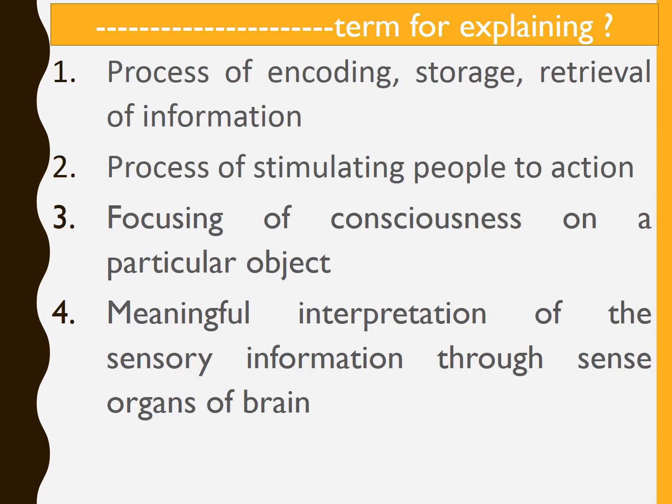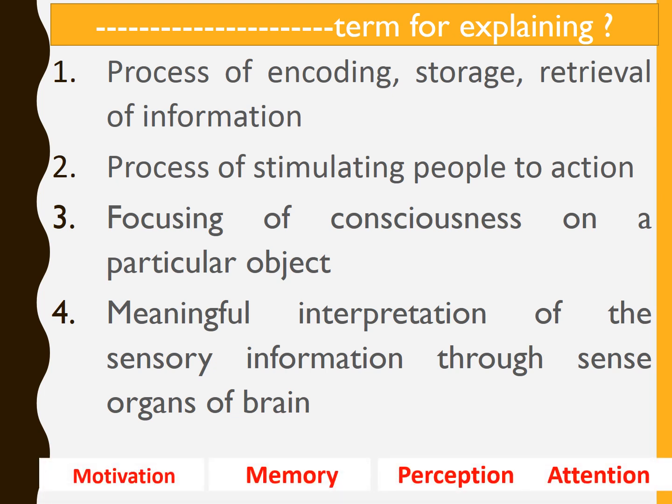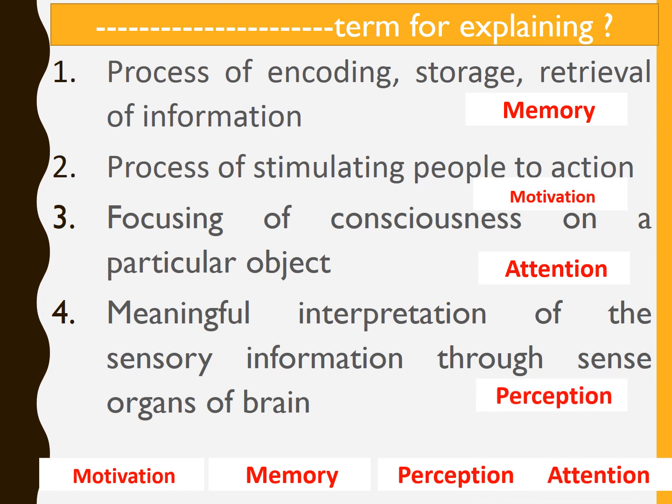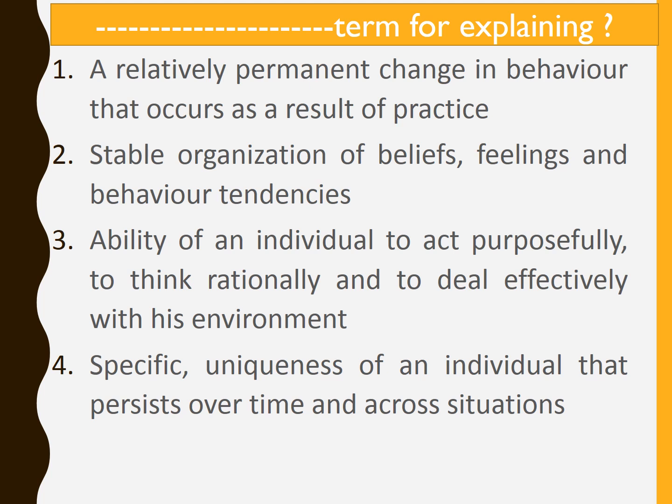Next, the process of encoding, storage, and retrieval of information, and we have the options motivation, memory, perception, and attention. Answer is memory. The process of stimulating people to action, and we have the four options: motivation, memory, perception and attention. Answer is motivation. Focusing of consciousness on a particular object. Answer is attention. Meaningful interpretation of sensory information through the sense organs of the brain. Answer is perception.